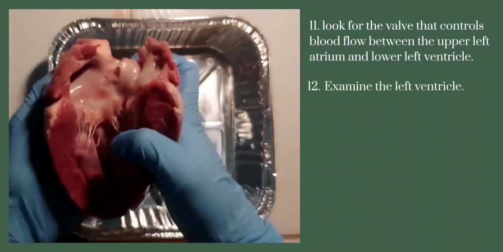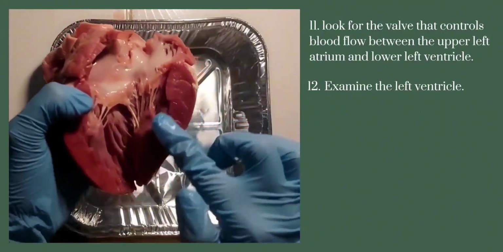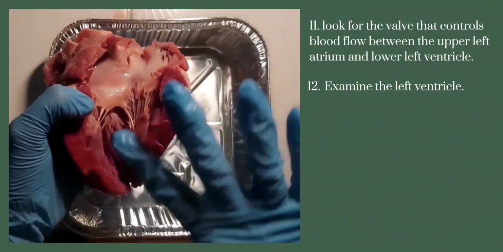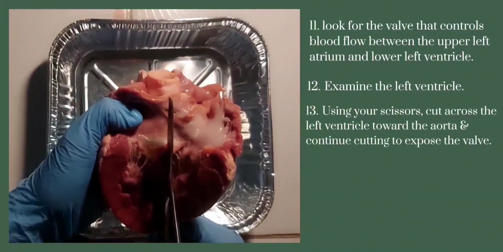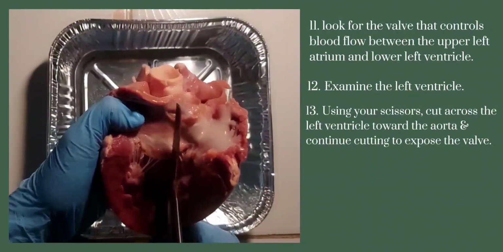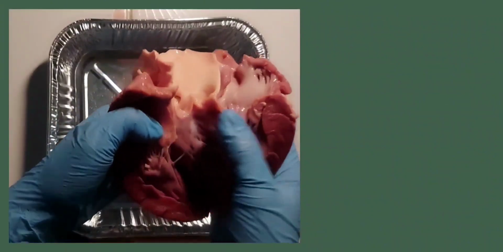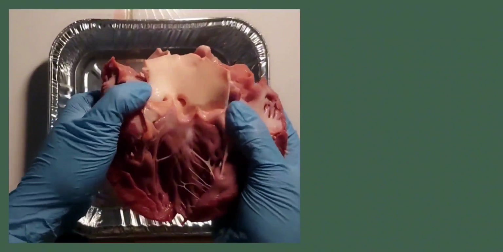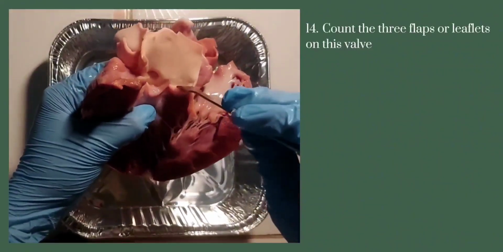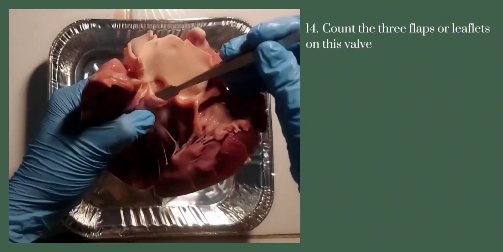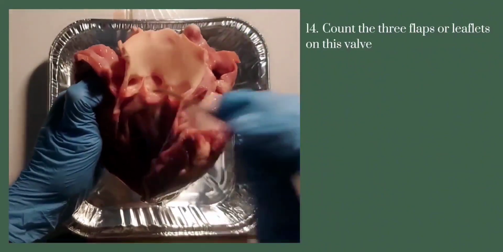Examine the left ventricle. Notice the thickness of the ventricular wall. This heart chamber is responsible for pumping blood throughout the body. Using your scissors, cut across the left ventricle toward the aorta and continue cutting to expose the valve. Let us count the 3 flaps or leaflets on this valve leading from the left ventricle into the aorta and note their half-moon shape. This is called the aortic valve.